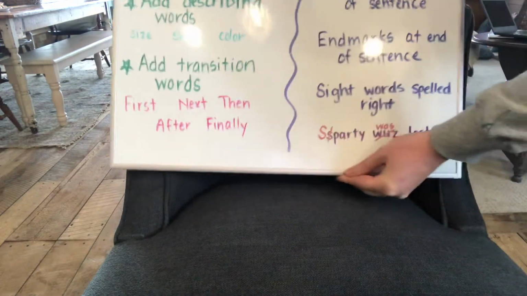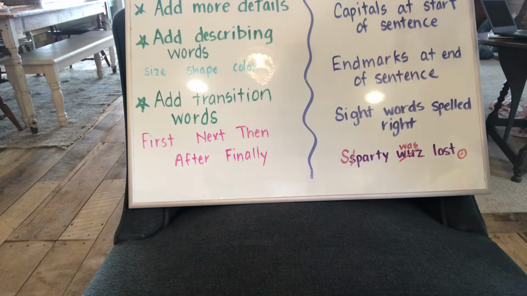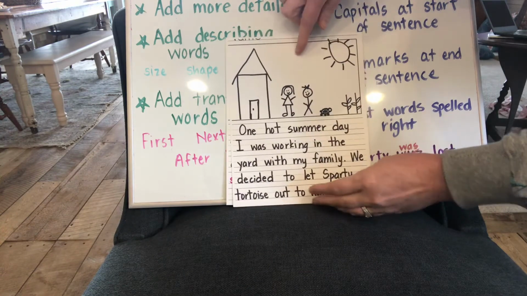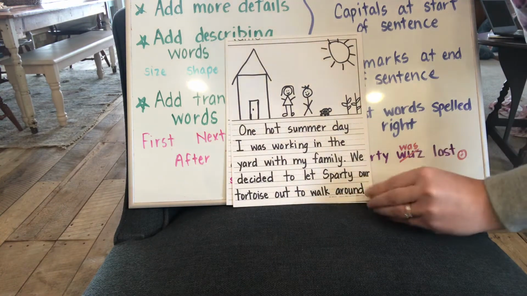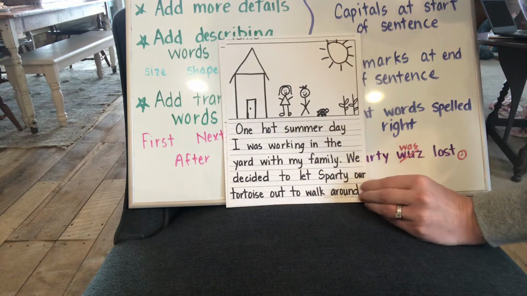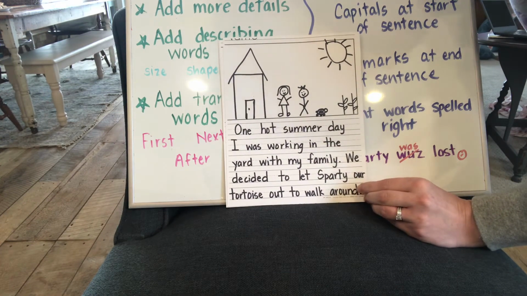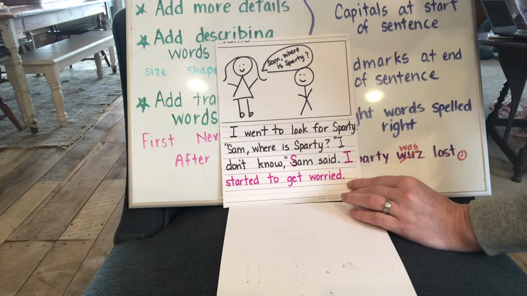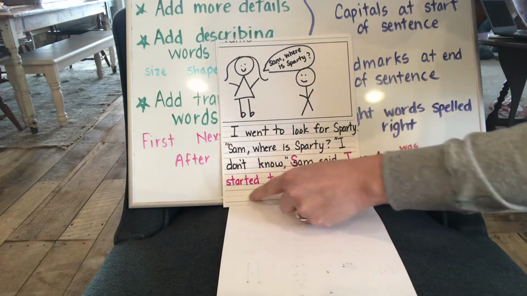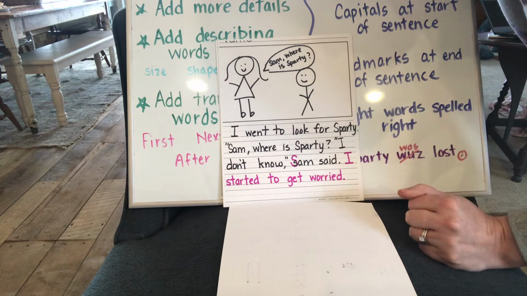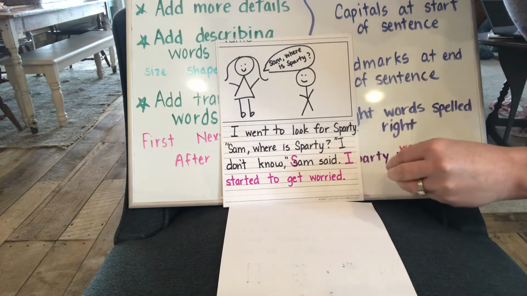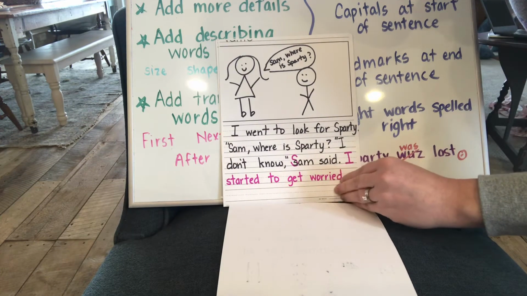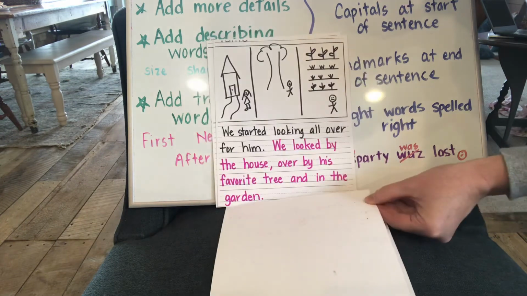So let's take a look at my Sparty story real quick. I went through and I added some things to my Sparty story to revise it, to make it a little bit better. So one hot summer day, I was working in the yard with my family. We decided to let Sparty, our tortoise, out to walk around. I went to look for Sparty. Sam, where is Sparty? I don't know, Sam said. I started to get worried. I added that part there because I remember when I was asking Sam where Sparty was and he didn't know, that's when I started to get worried about him. So I wanted to make sure my reader knew that I was getting worried about my tortoise.